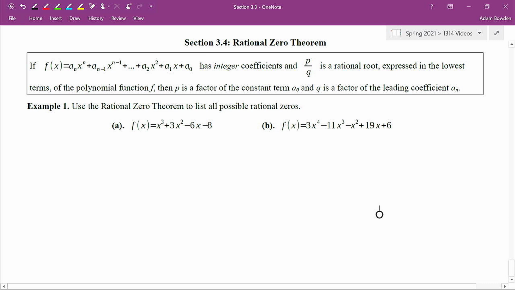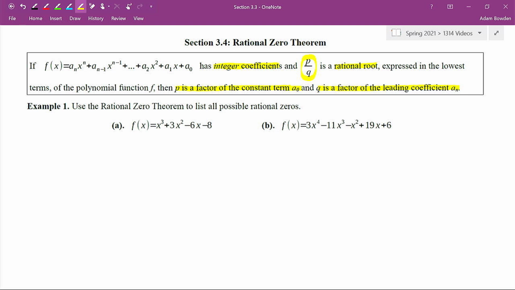It says we have this polynomial laid out with all the coefficients and terms, and it has only integer coefficients. So that's kind of specific here. It doesn't work for all polynomial functions, just those that have integer coefficients. If that's the case, and what we call p over q is a so-called rational root expressed in the lowest terms of the polynomial function, then p is a factor of the constant term, a0, and q is a factor of the leading coefficient, an.